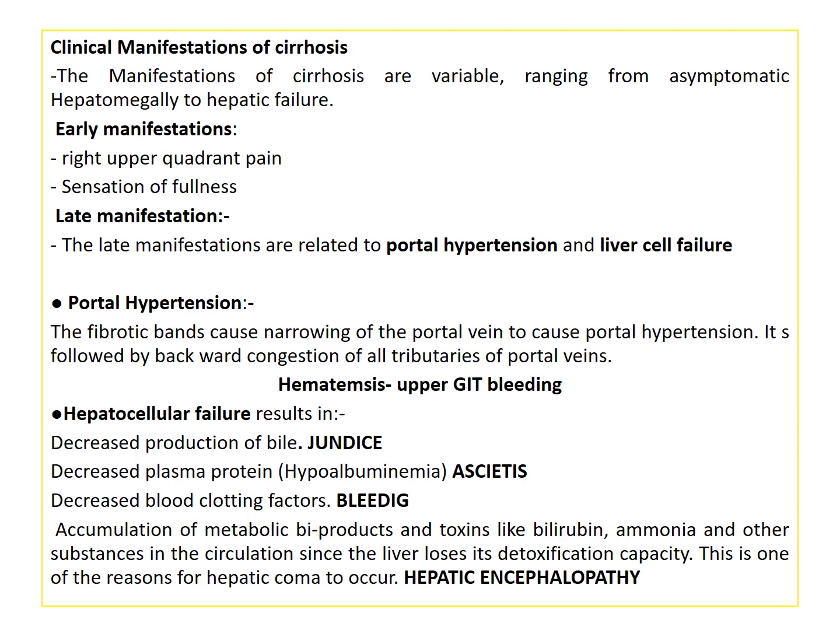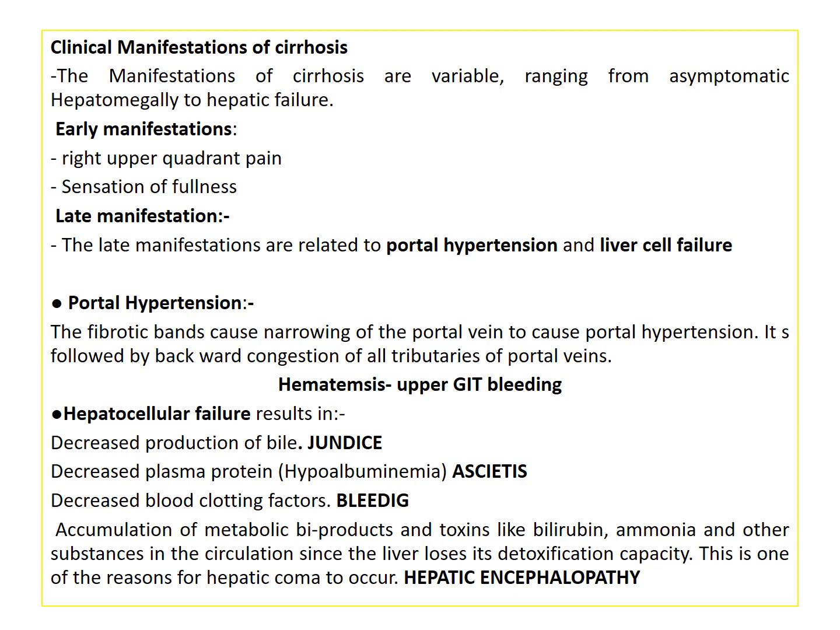Portal hypertension occurs when fibrotic bands cause narrowing of the portal vein. It is followed by backward congestion of all tributaries of the portal vein. And as we know, the patient with portal hypertension presents with recurrent episodes of hematemesis, and may present with an emergency picture, which is upper gastrointestinal tract bleeding.